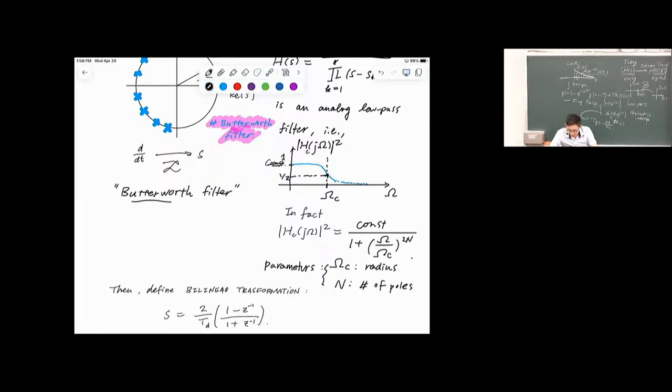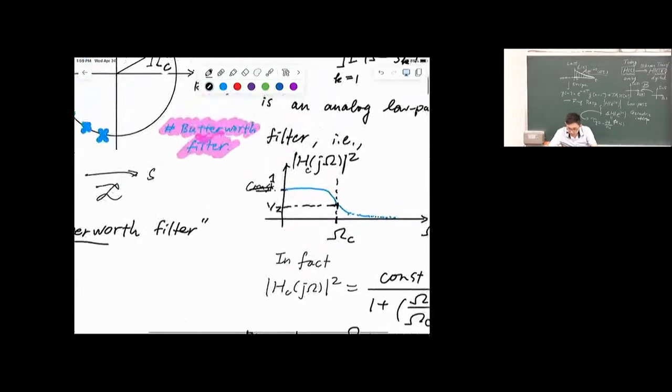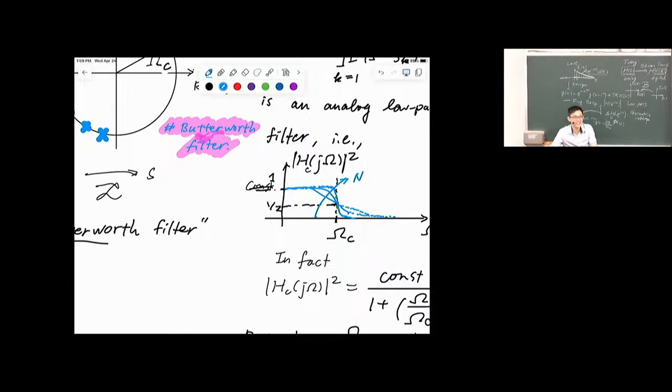So depending on n, we may have a slow transition like that. That's a slow transition. And to make a faster transition, we might intend to obtain a design like that, right? So as n increases, the pass band becomes more pass, and the stop band becomes more stop. That's not English, but I hope this is clear, okay?